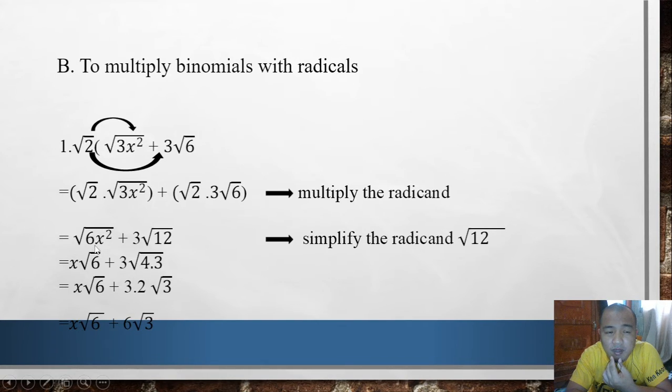Can we still simplify this? Yes. In this radical, 6x squared, square root of x squared is x. So the answer is x square root of 6. Here naman the 12, we can still factor 4 times 3. And then square root of 4 is 2. So the 2 you multiply to 3, which becomes 6. So the final answer is x square root of 6 plus 6 square root of 3.